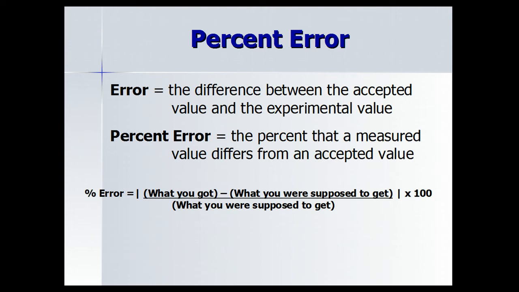So to calculate percent error, you're going to take what you got and subtract what you were supposed to get. And then you're going to take the absolute value of that number, and you're going to divide by what you were supposed to get, and then multiply that by 100. And that's going to give you a percent.